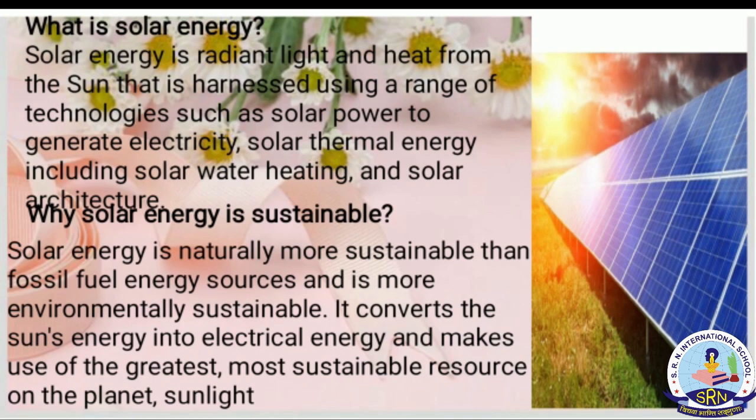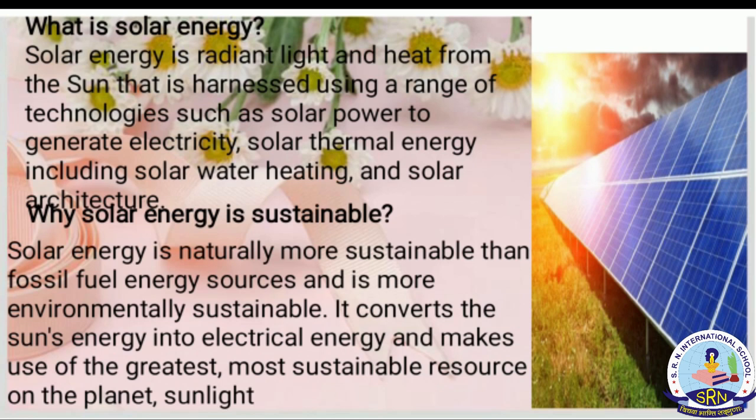What is solar energy? Solar energy is radiant light and heat from the sun that is harnessed using a range of technologies such as solar power to generate electricity, solar thermal energy including water heating, and solar architecture.